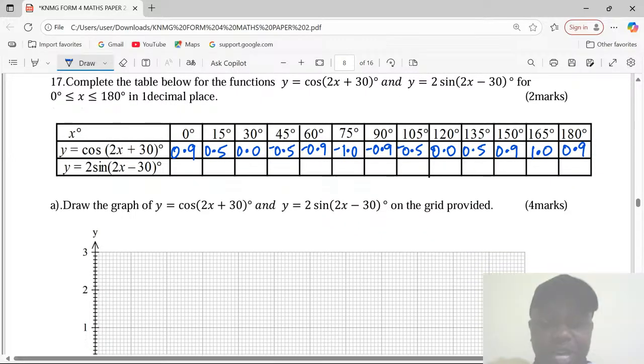The second function now. Every value of x now should be multiplied by 2. Then instead of adding 30, in this case now, we are subtracting 30. So we take 2 into 0, that becomes 0, minus 30. So we need the sine, or 2 sine of minus 30.